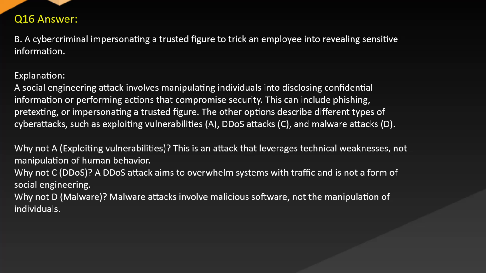Explanation. A social engineering attack involves manipulating individuals into disclosing confidential information or performing actions that compromise security. This can include phishing, pretexting, or impersonating a trusted figure. The other options describe different types of cyber attacks, such as exploiting vulnerabilities, A. DDoS attacks, C. And malware attacks, D. Why not A. Exploiting vulnerabilities. This is an attack that leverages technical weaknesses, not manipulation of human behavior. Why not C. DDoS. A DDoS attack aims to overwhelm systems with traffic and is not a form of social engineering. Why not D. Malware. Malware attacks involve malicious software, not the manipulation of individuals.